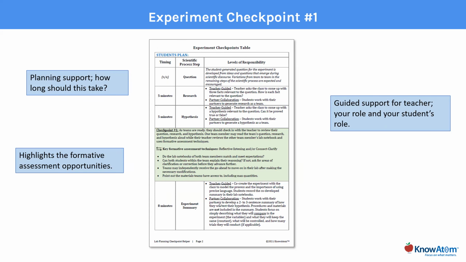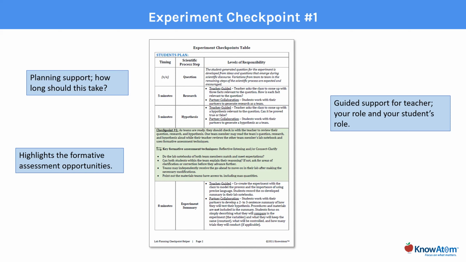Now, sometimes other things come up, like, for example, if we're talking about summary of experiment and students are confused, I might ask them, well, what is the hypothesis that you're trying to test? So that's okay. But we're not going back and saying, well, we need to go change our hypothesis. We need to go change our research. We need to go change our question. Like, we're not getting into that. They shouldn't have passed checkpoint 1 if that needs to happen, okay?